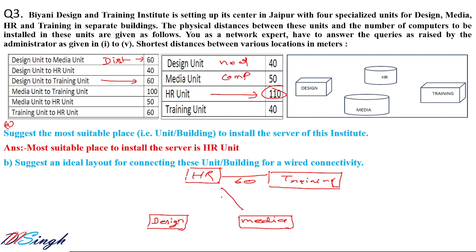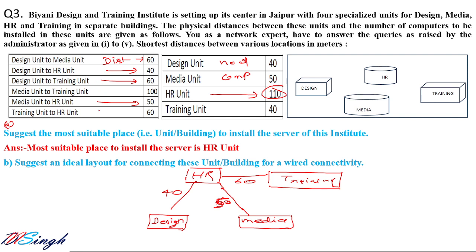HR to media, I told you we try to make a star topology first. So why are we connecting all other blocks to the HR block, not to training or media or design? Because the HR block has the server in it. Okay, fine. Now design to HR, how much distance do we have? Media unit to HR unit is, I hope, 50. So this is 50, not 60. 50 meters. Now HR to design is how much? This is 40. HR unit to design unit is 40.